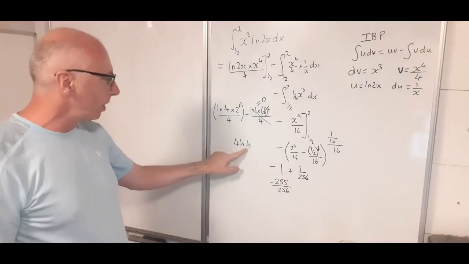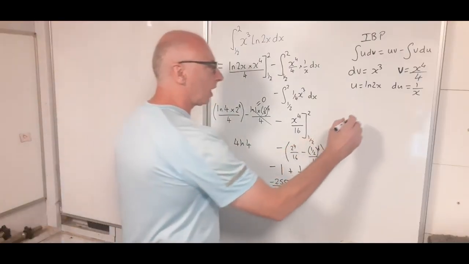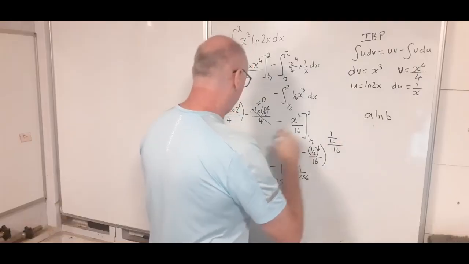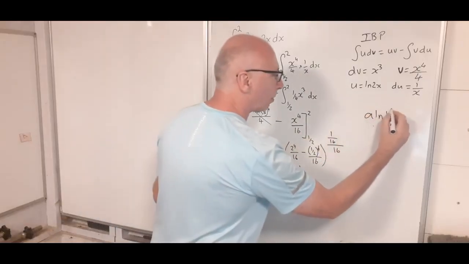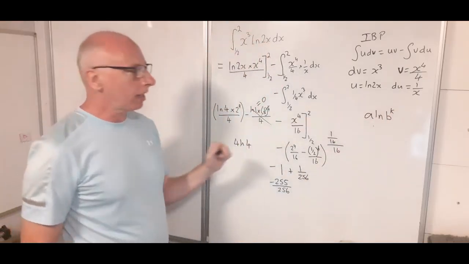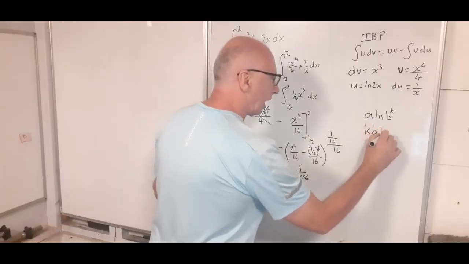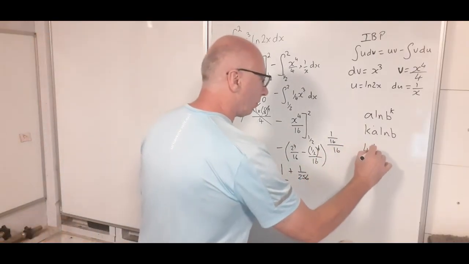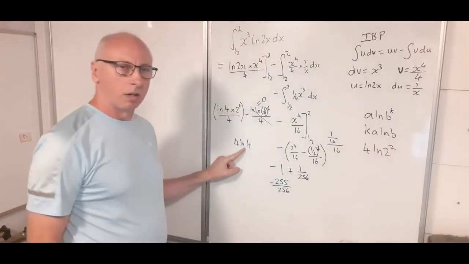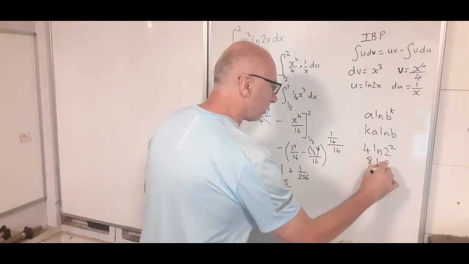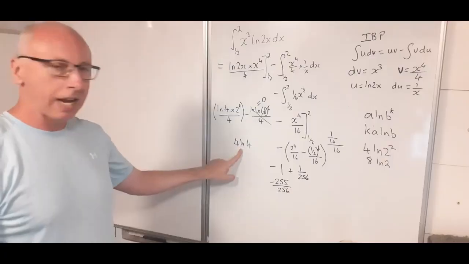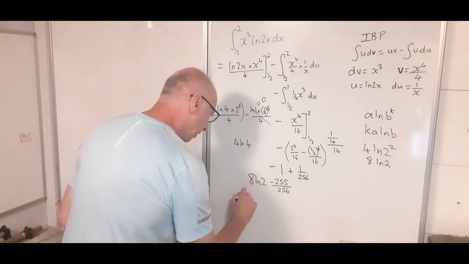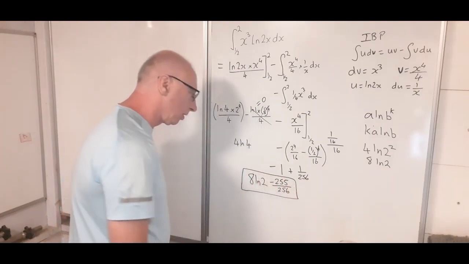For 4 ln 4, what I could do is get that even lower. So here, a ln b to the power of k, shall we call it, a ln b to the k, just gives me k a ln b. So here I've got 4 ln 4, so basically I've got 4 ln 2 squared. Bring the 2 to the front, I've simply got 8 ln 2. That's my log rules. So I can now write that as 8 ln 2. And then that is it. We are done.